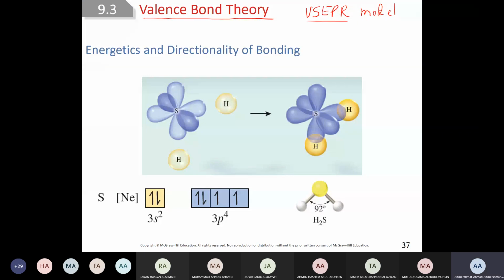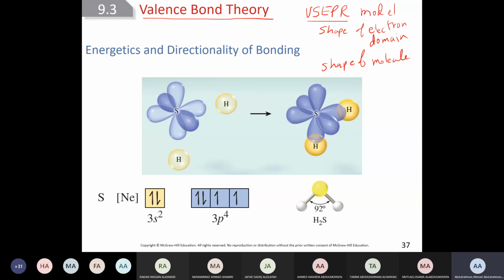First thing we discussed actually was the valence shell electron pair repulsion model, in which we have the shape of the structure, shape of electron domain, and shape of molecule. This was the first model we discussed. Then we talked about valence bond theory.